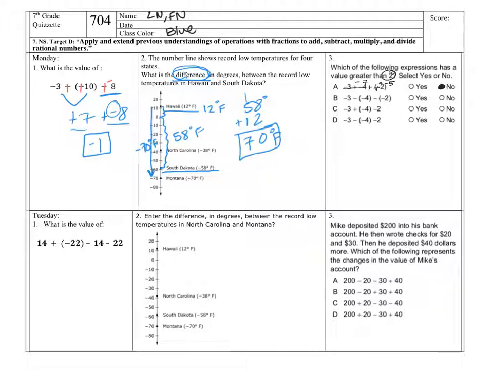Now I'm going to look at letter B. And that's -3 plus +4. And that's 1. Now 1 plus +2 is going to be 3. So this is actually greater than 2. So yes, it is. Letter C says -3 plus -4 is actually -7. -7 plus -2, remember addition of the opposite, that means it's -9. That is not greater than 2.